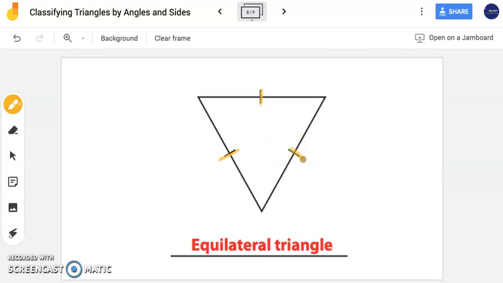Notice all three sides have the same exact marking. They all have one dash. That means whatever that exact side length is, they are all going to be the same for all three sides. So they are all equal side lengths, which is telling me I can classify this triangle as an equilateral triangle.